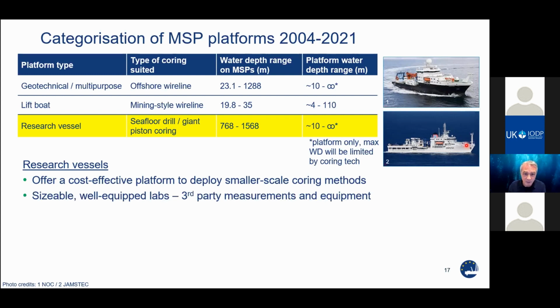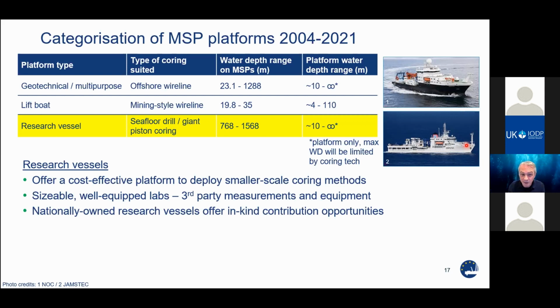They tend to have sizable, well-equipped labs, and so they offer a place where third-party measurements and equipment can be integrated with an IODP expedition. The vessels tend to be nationally owned assets, so they offer in-kind contribution opportunities for countries whose research community has particular interest in a certain proposal.